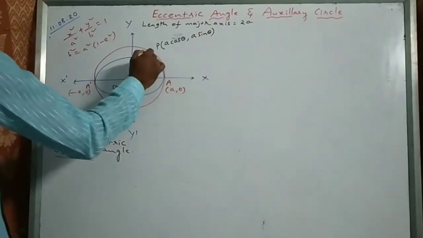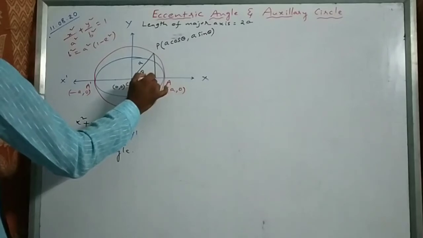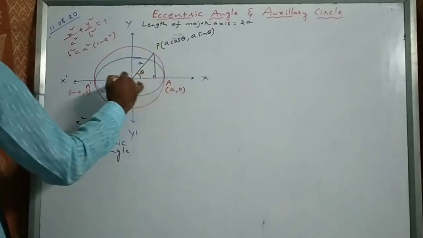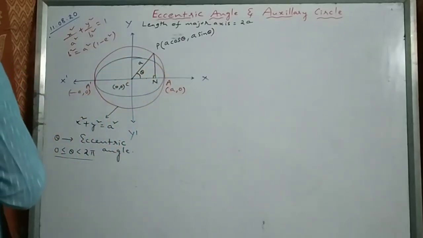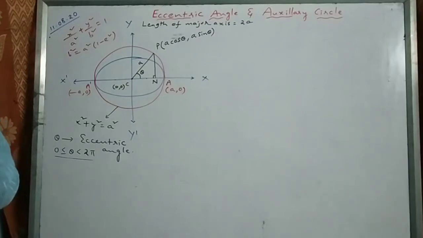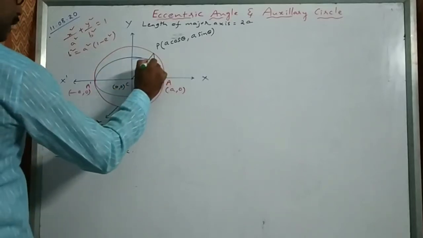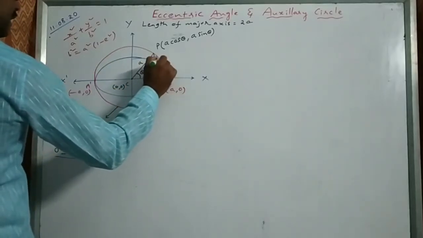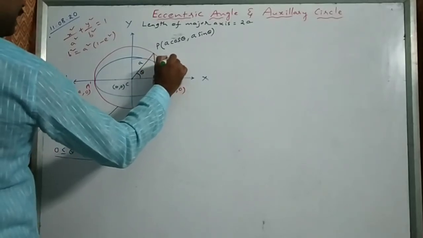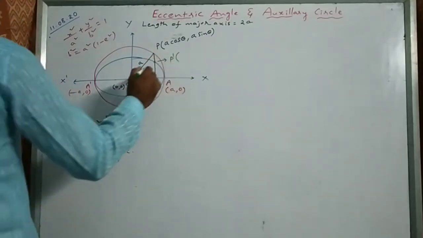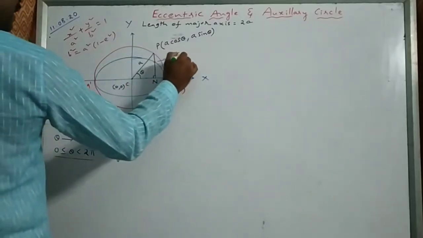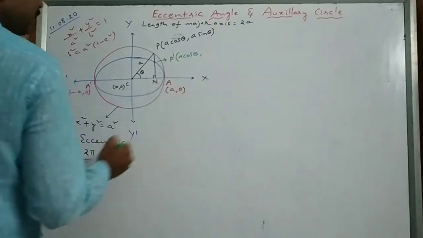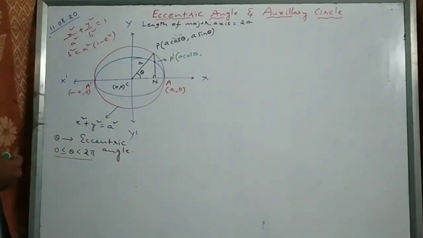Okay, so now drop one perpendicular from P to the major axis, let it be N. So that perpendicular is meeting our ellipse at one point. You look at here. Let me take this as P dash. That P dash coordinates, since this is the perpendicular, x coordinate is same, a cos theta. Okay, what would be the y coordinate here?